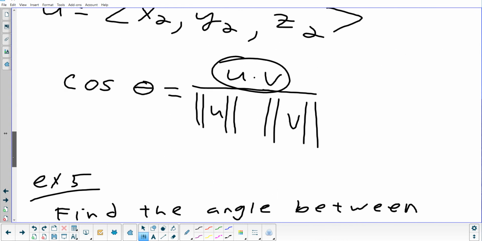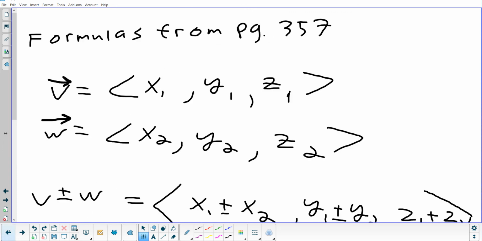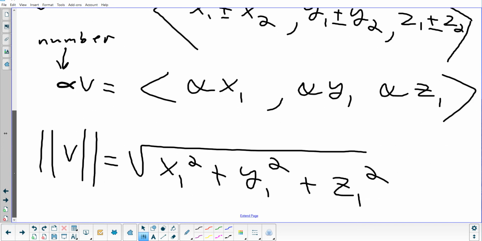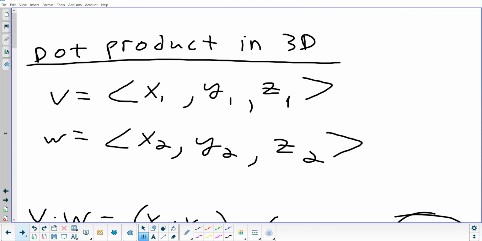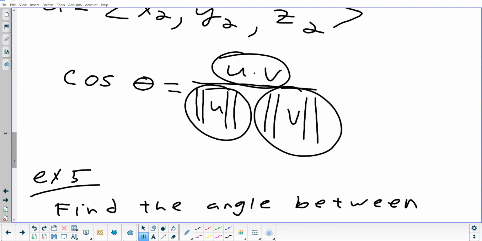So that's how the top has been extended. This is a 3-dimensional magnitude, and that's a 3-dimensional magnitude. And both of those are extended to 3D when you square the z component. So the formula has been extended to 3D, the individual parts of the formula.